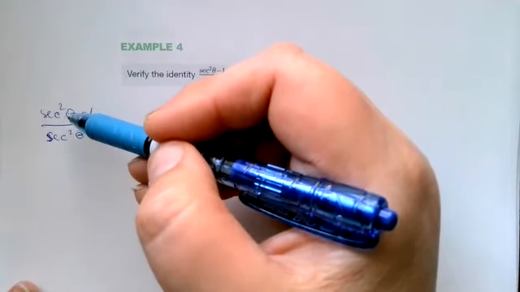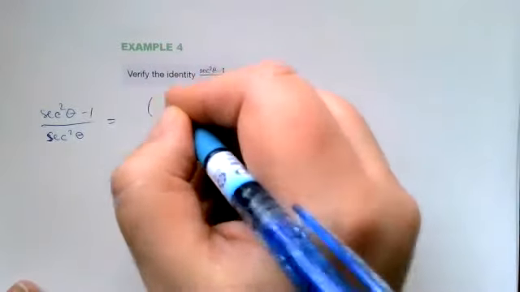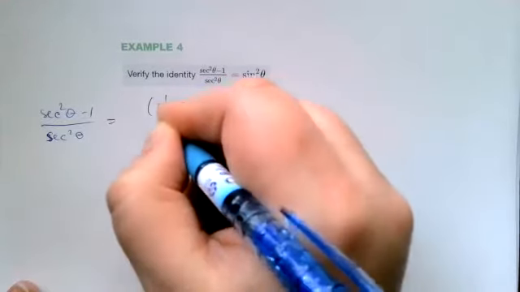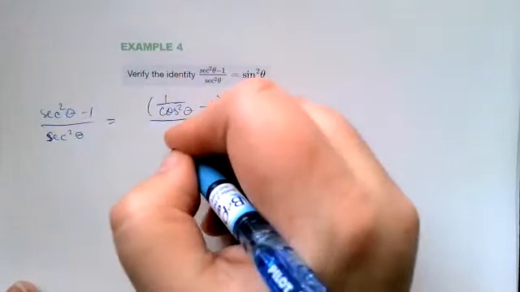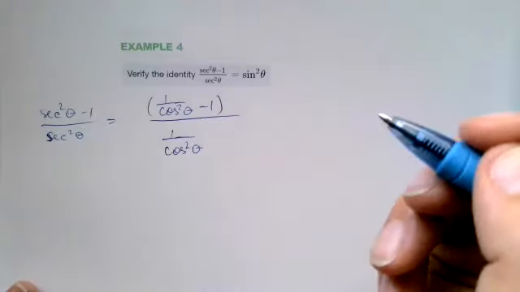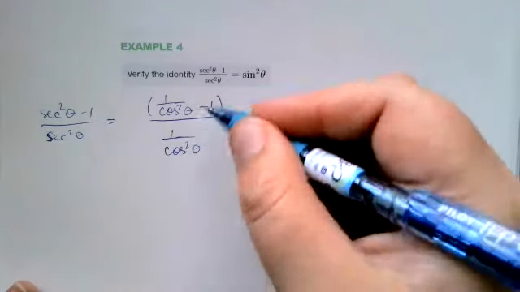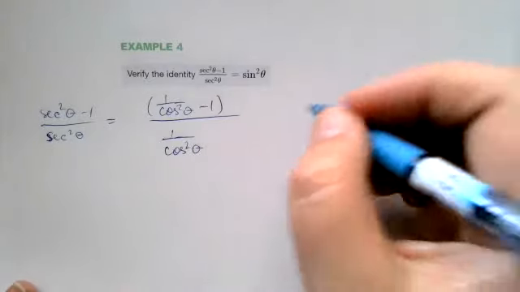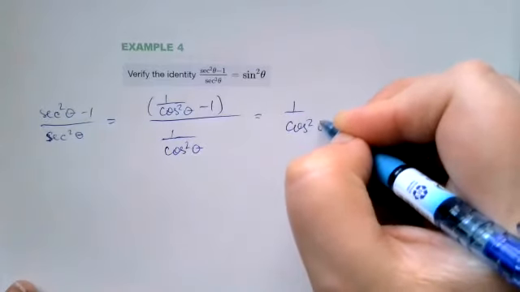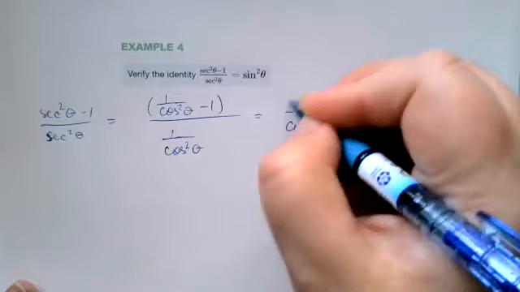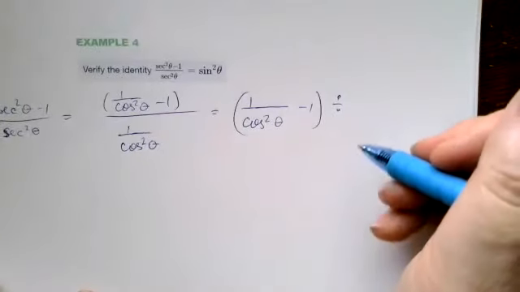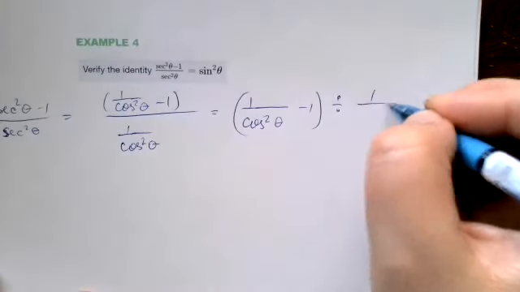Okay, so the way I'm going to tackle this one, I'm going to use my reciprocal identities, and I'm going to rewrite secant as 1 over cosine. So I'm going to have 1 over cosine squared theta minus 1 in the numerator, and 1 over cosine squared theta in the denominator, right? So this now is a complex fraction, and I don't like the look of it. So I'm going to rewrite it as 1 over cosine squared theta minus 1 divided by, remember, the fraction bar is just a division symbol, so I can always rewrite it like this.